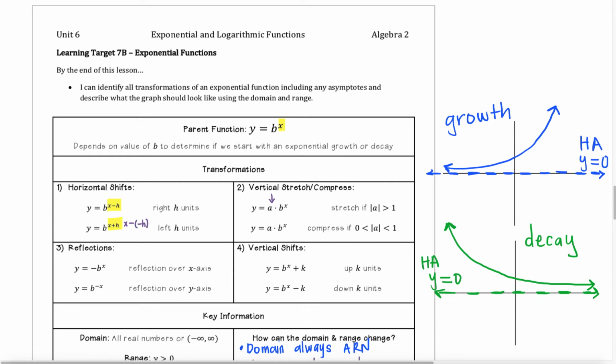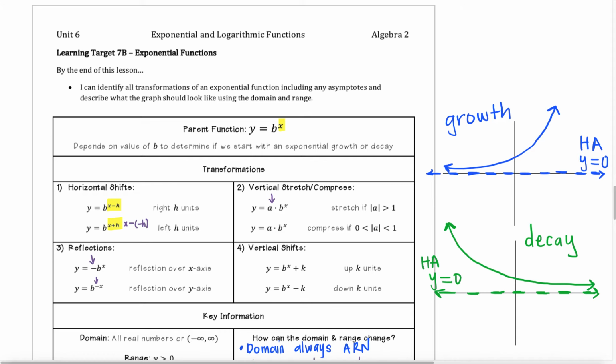Now, if we had a being negative, that takes us to our third type of transformations, which are our reflections. We have two types of reflections: reflections over the x-axis and reflections over the y-axis. If we have a being a negative number, meaning we would multiply by a negative 1 in front of our b to the x, that's a reflection over the x-axis because we're multiplying all the y values by a negative 1, which is flipping them down. Versus if we have a negative sign inside the function, so inside the exponent, and have b to the negative x, then that's a reflection over the y-axis because it's changing all of the x values and making them negative, so that would be flipping it over the y-axis.